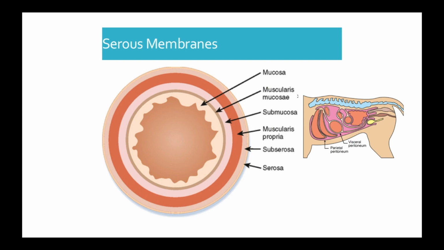The first layer is the mucosa, and then we have the muscularis mucosae, so that's the small muscle layer of the mucosa. Next up, we have submucosa, and then, of course, muscularis, so the large muscular layer that makes up the gastrointestinal tract, subserosa, and serosa. So all of these layers that we've talked about, these connective tissue layers, make up the gastrointestinal tract along with muscle.